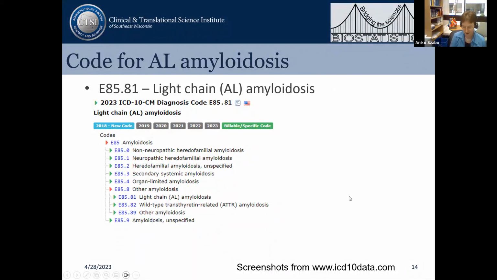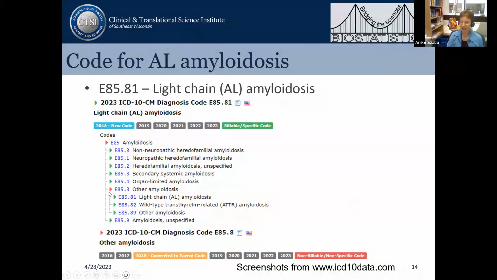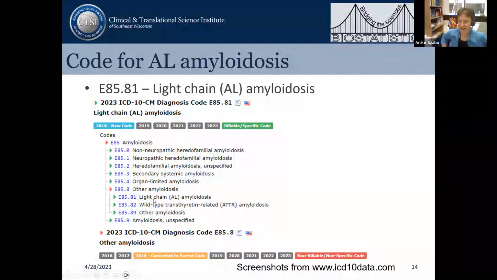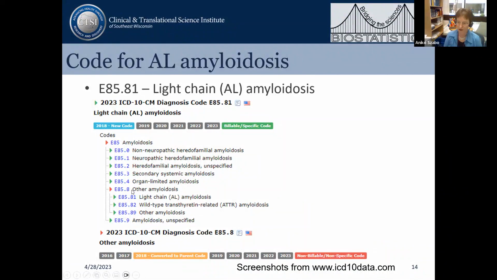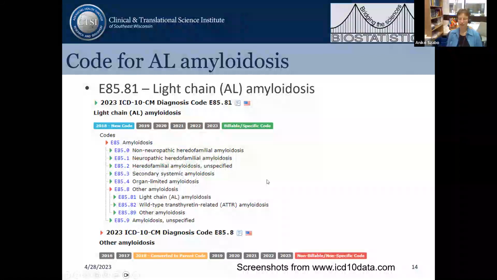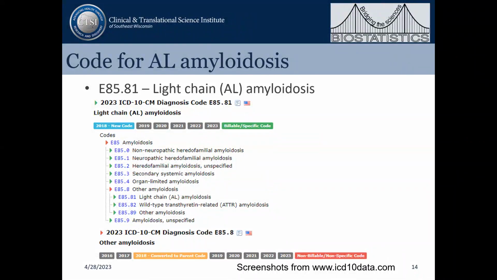After some clicking around, I found that E85.8, which is other amyloidosis, is currently all red. It's not billable, so you're not supposed to see it. But in 2018, it was converted to a parent code, meaning a non-billable code. Before that, it was actually the code you were supposed to use. So all these, the 81, 82, 89, didn't exist before that. Until then, all of these were supposed to be coded with .8.